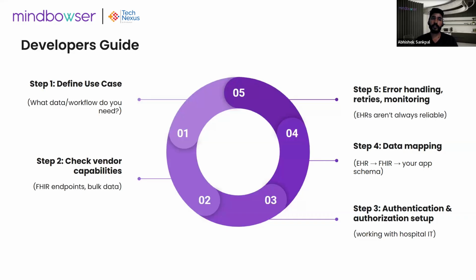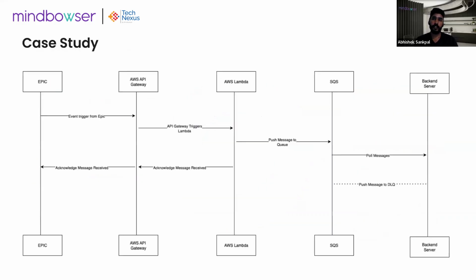Now Rohan will talk about one case study. Thank you, Abhishek. So now let's understand one case study. It is basically the architecture of a backend system that we built for one of the big hospitals in the US. The requirement was to integrate Epic as an EHR into their backend and receive live updates from Epic directly into their backend server.